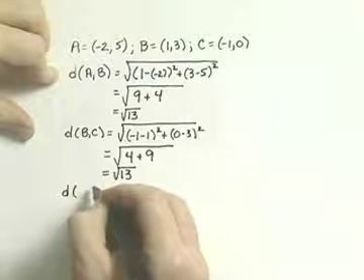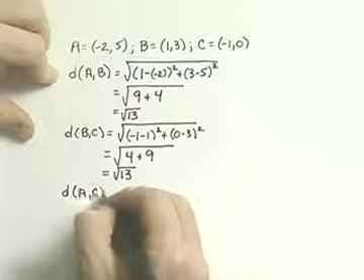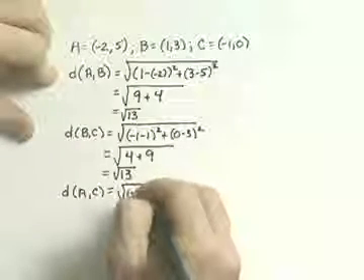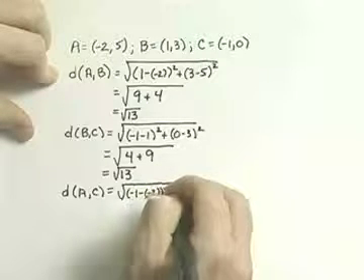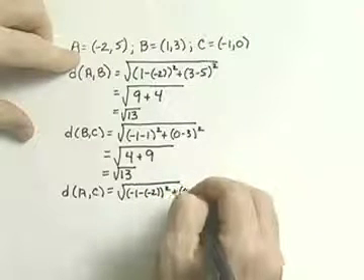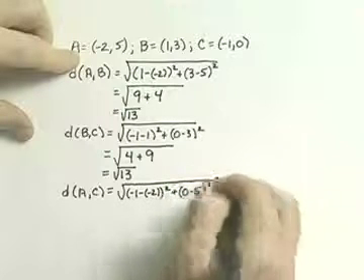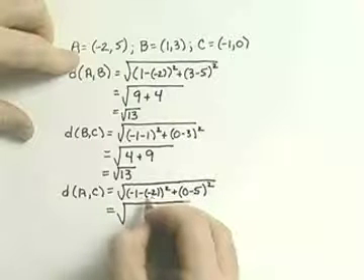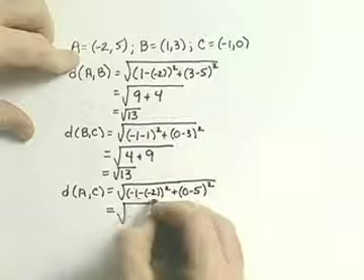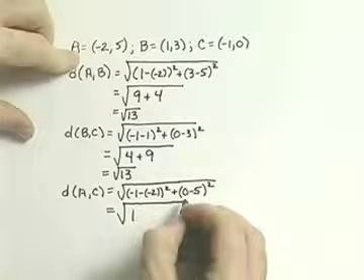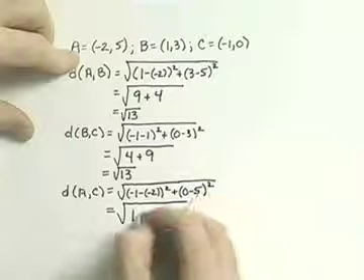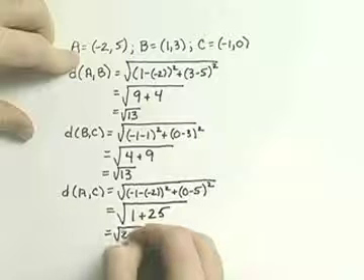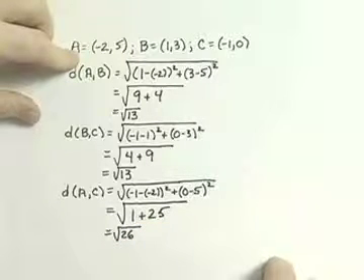Lastly, we need to find the distance from A to C. The distance from A to C is going to be -1 minus -2 quantity squared plus 0 minus 5 quantity squared. -1 minus a -2 is -1 plus 2. -1 plus 2 is 1. 1 squared is 1. 0 minus 5 is -5. -5 squared is 25. So I have that the distance from A to C is the square root of 26.